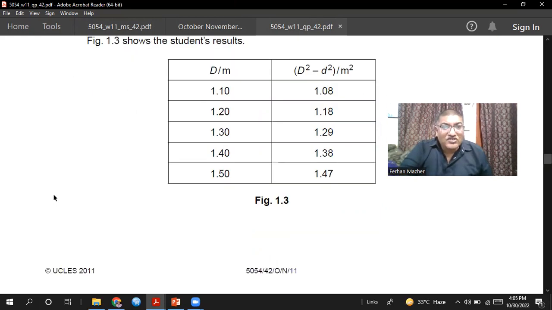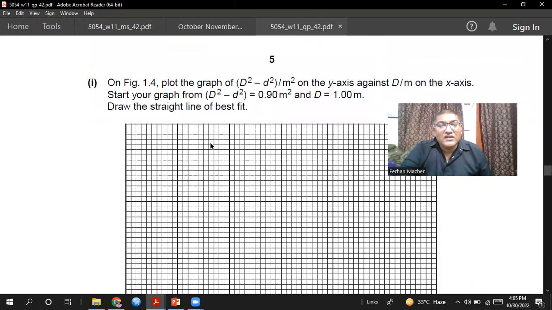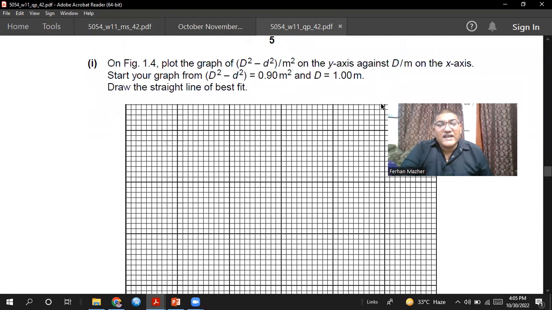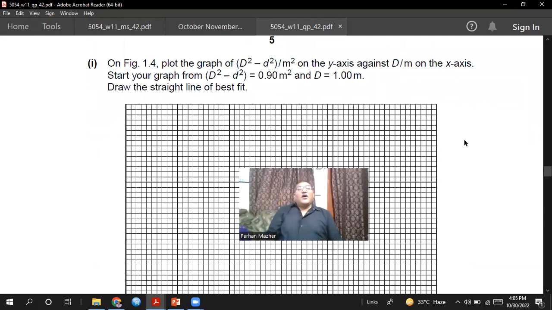So we have D, and this is D squared minus d squared. So their question is: on figure 1.4, plot the graph of D squared minus d squared in meter squared on the y-axis against D in meters on the x-axis. Start your graph from D squared minus d squared equals 0.90 meter squared and D equals 1 meter. Draw the straight line of best fit.